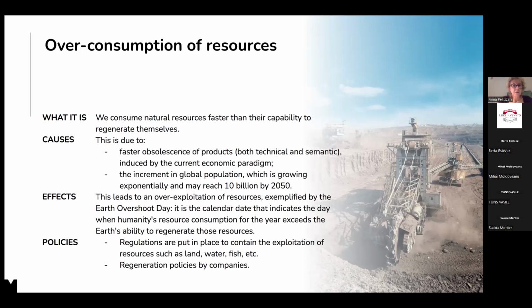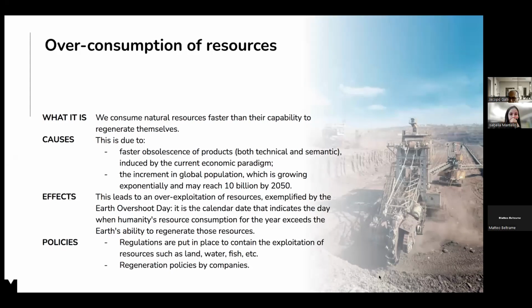So the cause of overconsumption of resources is, on one side, the faster obsolescence of products, both technical and semantic. So there are some products that would become obsolete because of technical reasons. There would be a new release of something new, and others that would become old in terms of their meaning, of their semantic language, and this is typical of fashion, for instance. And this is induced by the current economic paradigm, which is linear, as we will see.